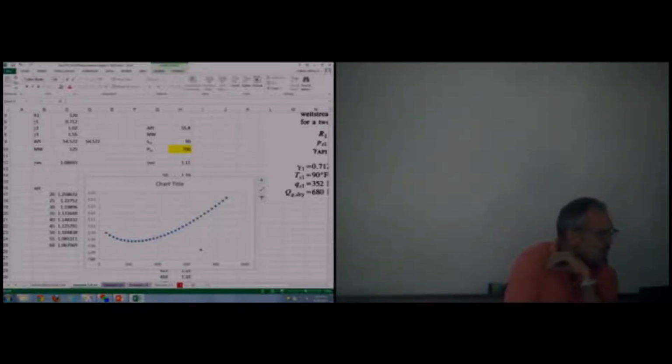If I vary my pressures, I can never hit 1.08. And so this is the solution to the second one.